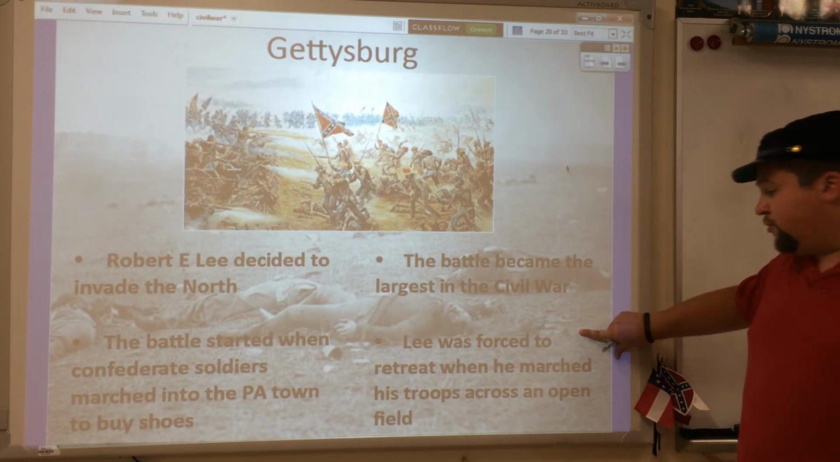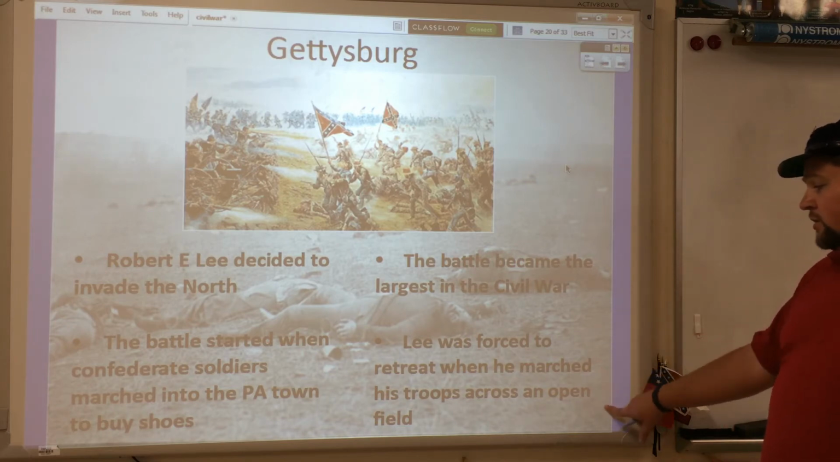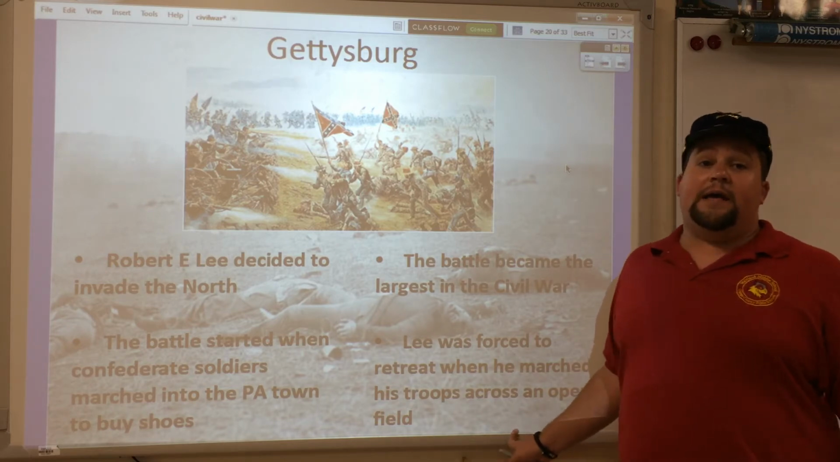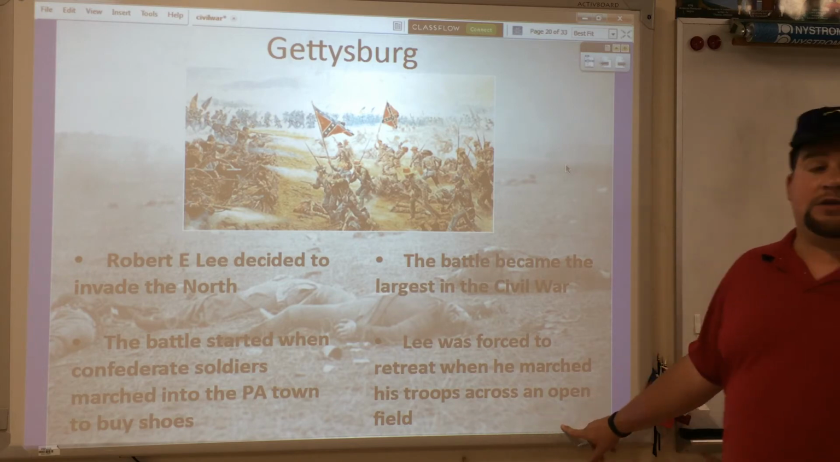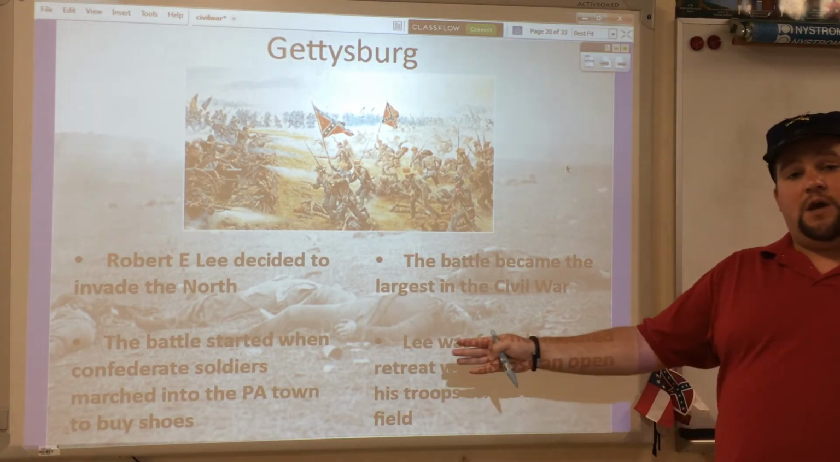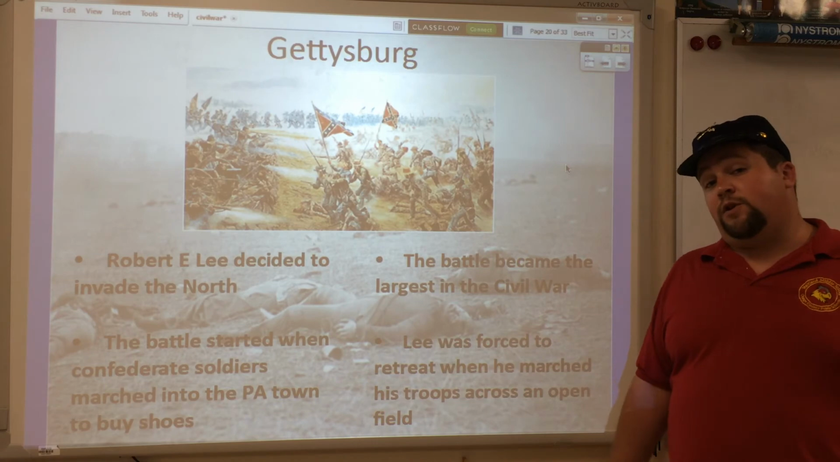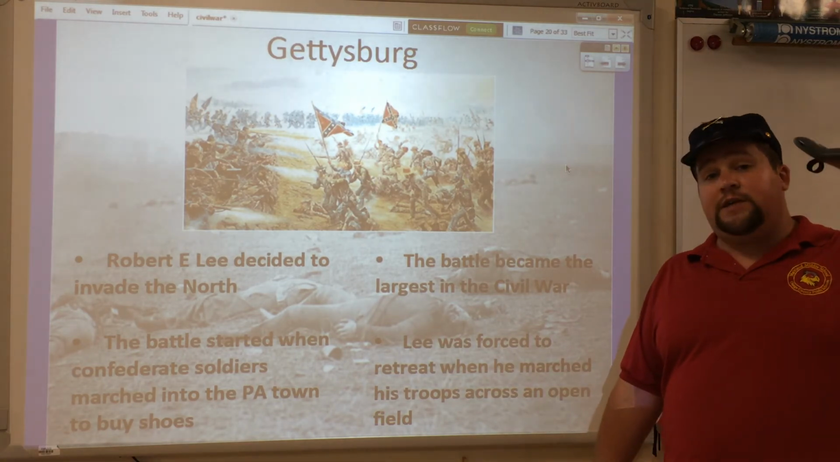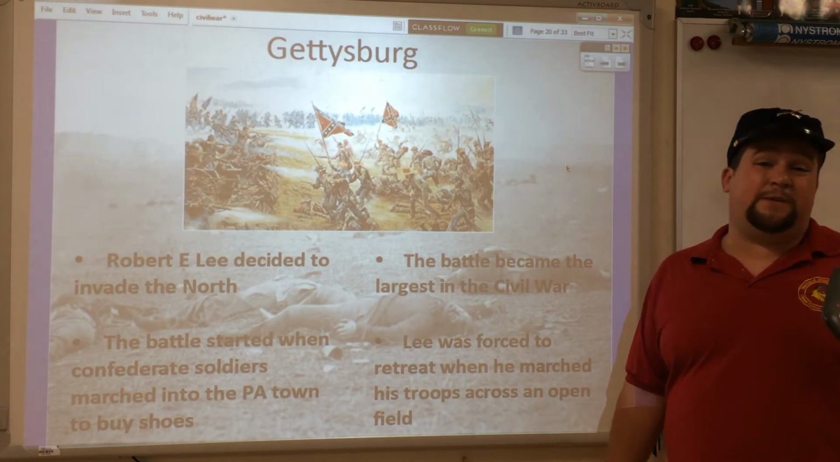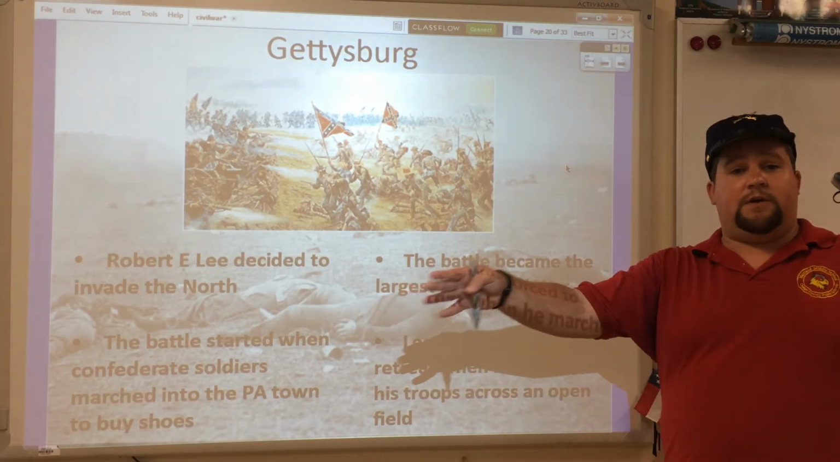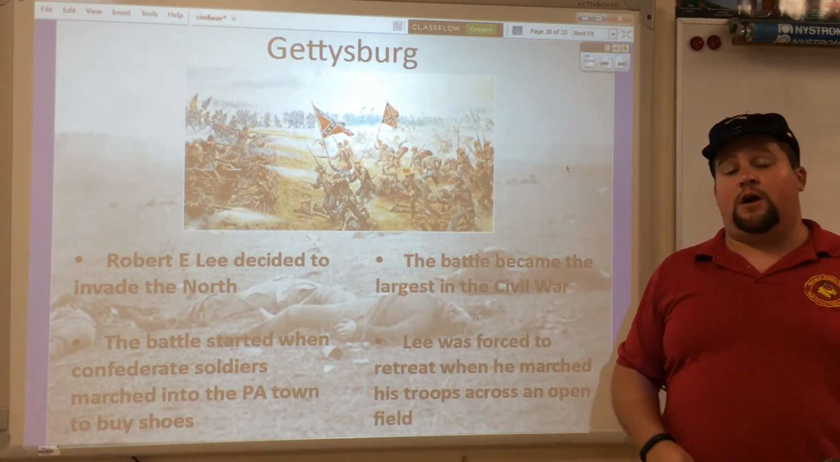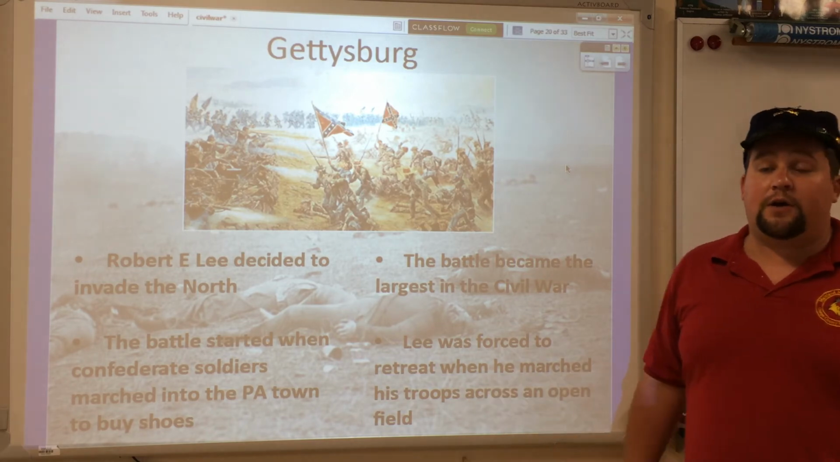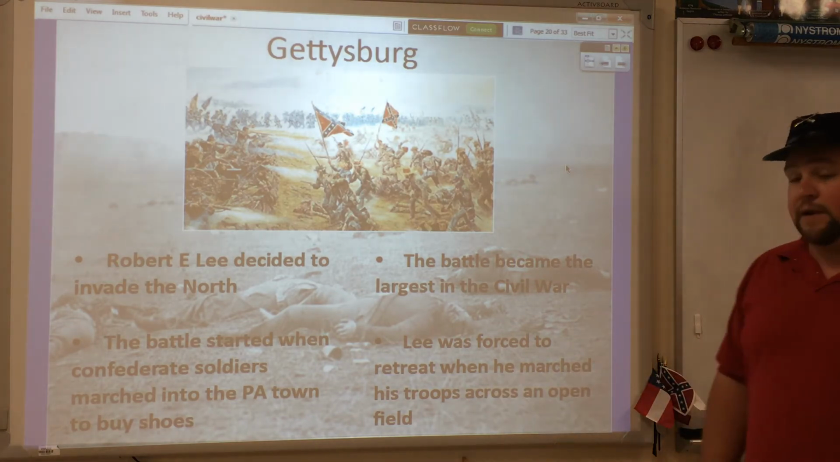Lee was forced to retreat when he marched his troops across an open field. This is known as Pickett's Charge. So General Pickett marches his troops across an open field. Remember, the Union people are on the tops of the hills in Gettysburg, which gives them a much better defensive position. So as the Southern troops march across the field, they are pretty much sitting ducks. It's a really open target, and they are kind of picked off one by one.